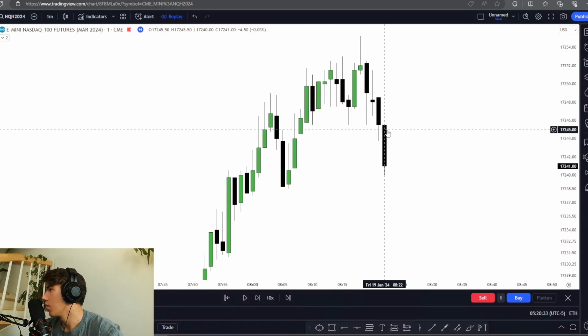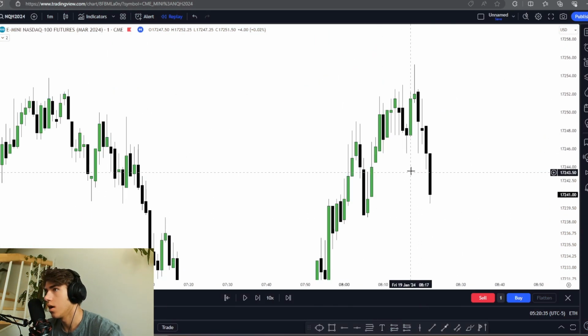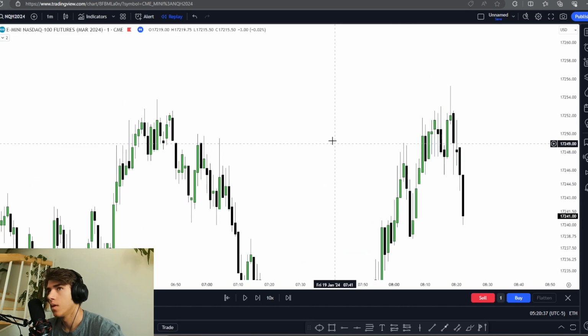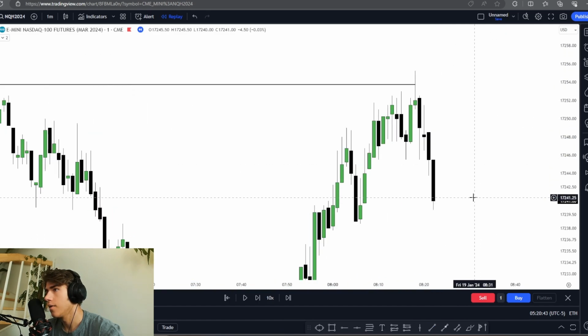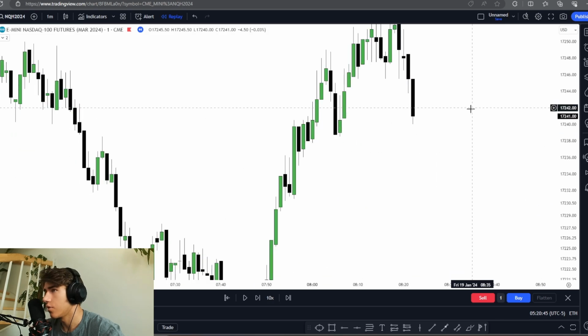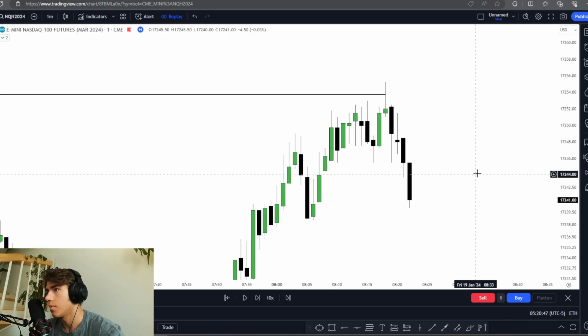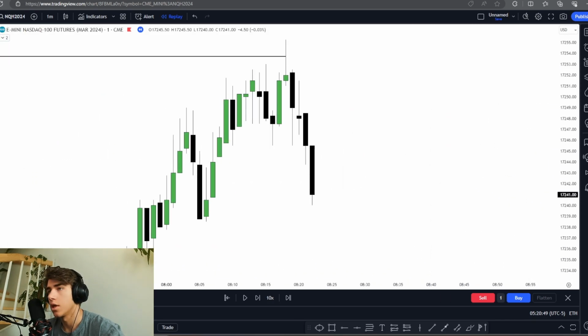This is an example of one I took pre-market, and basically we had a nice sweep of this high and a failure to displace above that high, and overall drawn liquidity for this day was bearish. I called that out on my Twitter too and explained why.